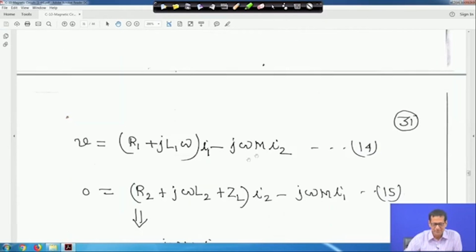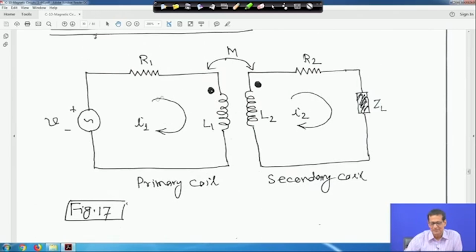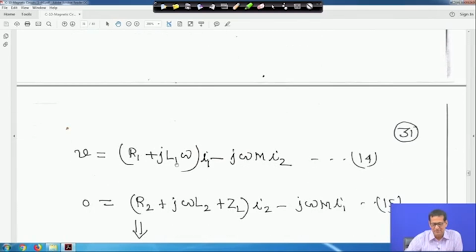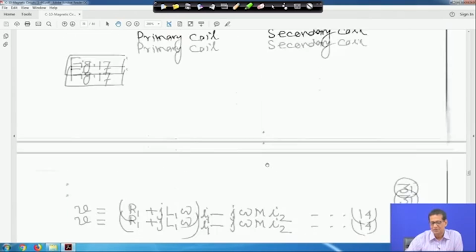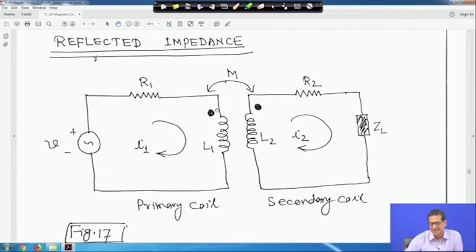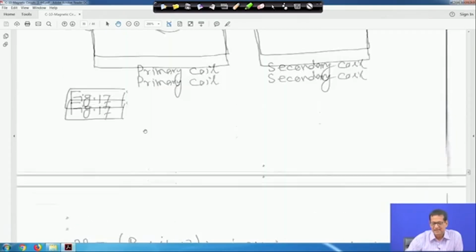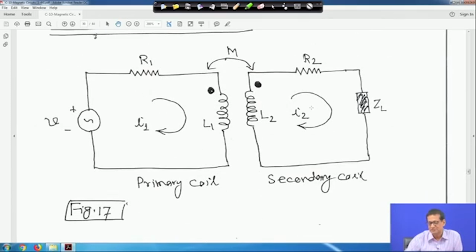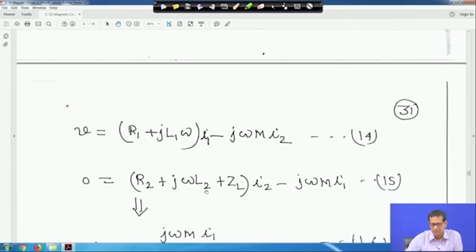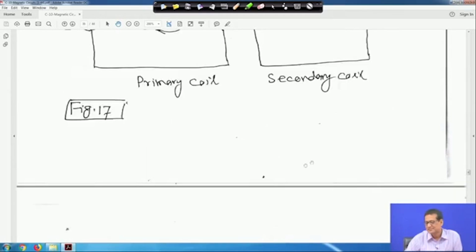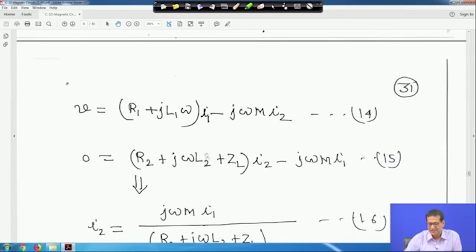Based on that, if you write KVL in the first loop, it will be V is equal to R1 plus j omega L1 into I1 minus j omega M I2. I told you the sign will be minus because the current here is entering and it is leaving, the way we have taken. This is equation 14. In the second loop there is no voltage source, so 0 is equal to R2 plus j omega L2 plus ZL, because ZL is the load impedance, into I2 minus j omega M I1. This part is due to the mutual coupling.